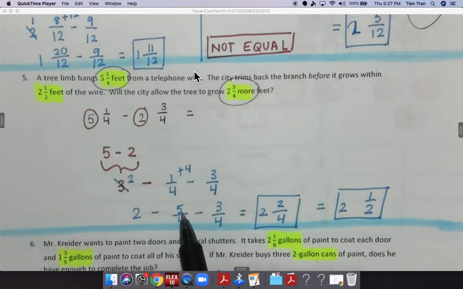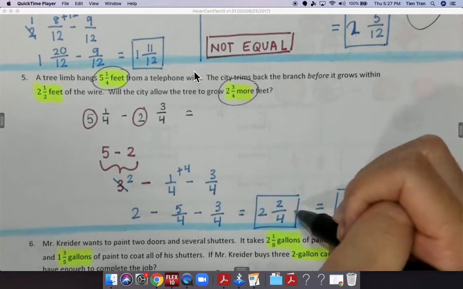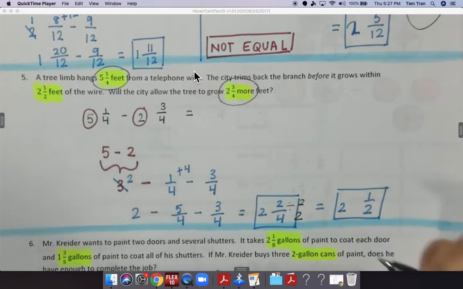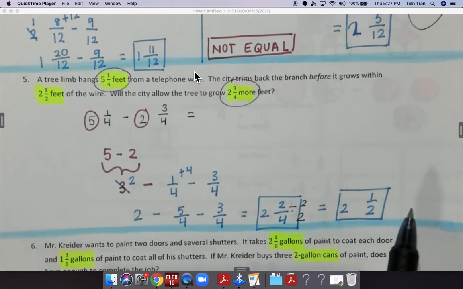4 plus 1 is equal to 5. And I have 5 minus 3, which is equal to 2. My denominator is 4, and my whole number stays as a 2. 2 and 2/4. I can simplify this even further by dividing it by 2 over 2. 2 divided by 2 is equal to 1, and 4 divided by 2 is equal to 2. So I get 2 1/2 as my final answer. So what do you think? Will the city allow the tree to grow 2 3/4 feet more? Yes.